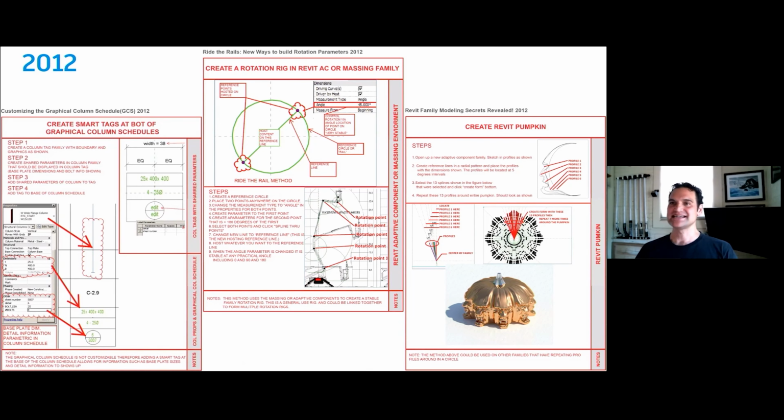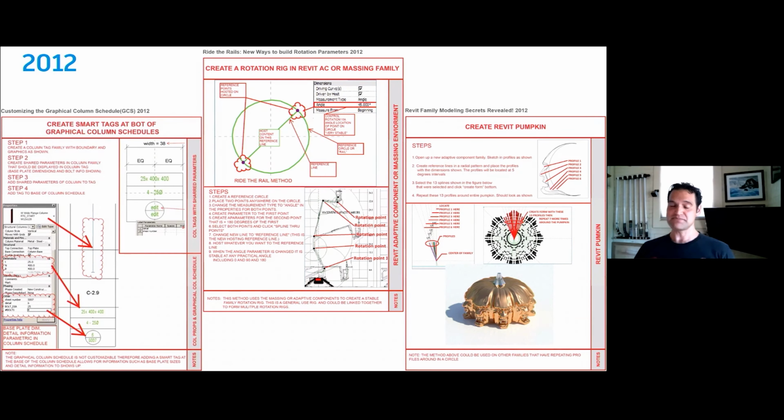Okay, next, I taught a class on Ride the Rails, New Ways to Build Rotation Parameters, 2012. The whole idea of this class was, in Revit, if anyone has ever built families in Revit and needed to rotate something, you have the classic way of doing it, which is a reference plane and a reference plane, and then an angle between them so that you can move it. But when that angle goes to 180 and 90 and 0, things tend to be a little unstable. So I taught a class on how to actually get around that.